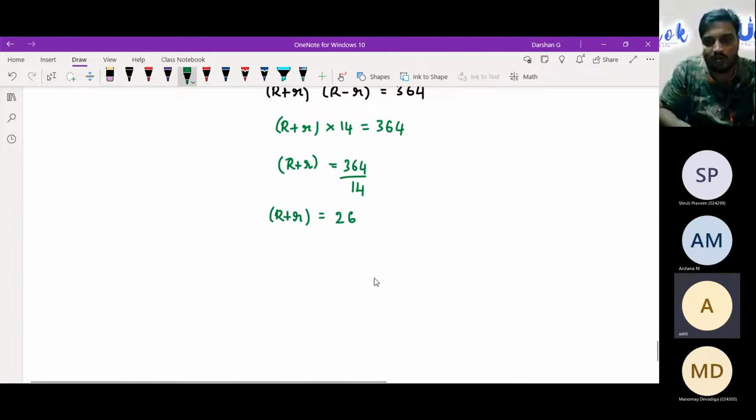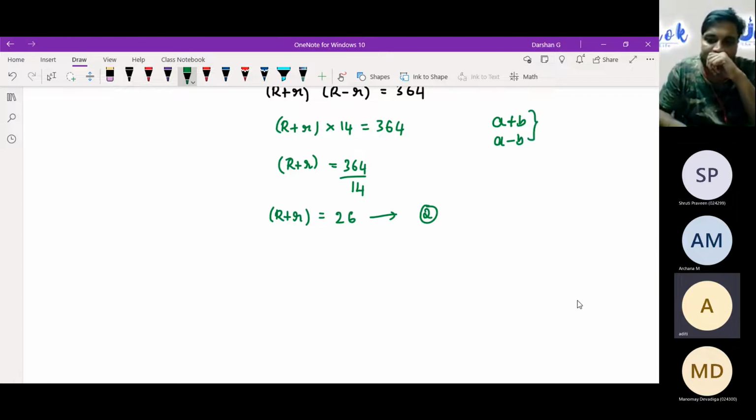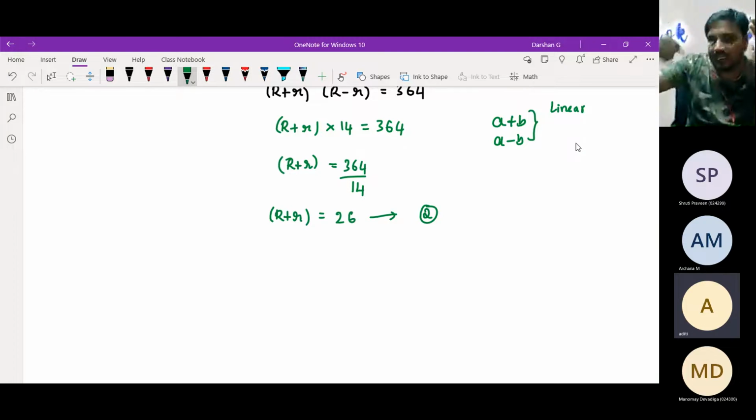So what all things do I know? I know R minus r, I know R plus r. So it looks like I know a plus b and I know a minus b. How to solve this? When you don't know two unknowns, how to solve it? You solve it by linear equations, using simultaneous equations. There are three methods: substitution method, elimination method, and cross multiplication method. Out of these three, use the one you have already studied in your previous classes. So let's see how to use it.